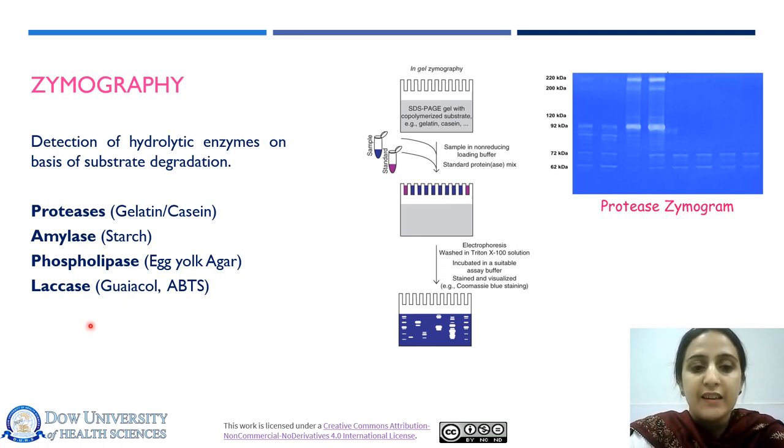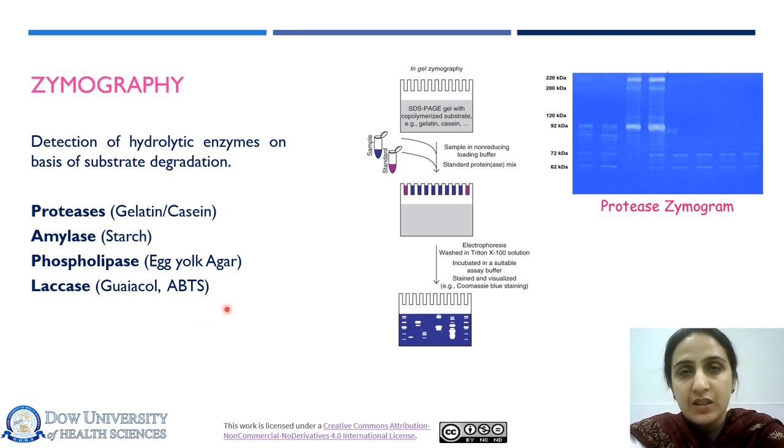In the case of laccases, we can use guaiacol and ABTS, which is a synthetic substrate, to see the enzymatic activity in the gel. So zymography is also one of the very useful polyacrylamide gel methods, which could be used to see the presence of any hydrolytic enzyme activity in your sample.